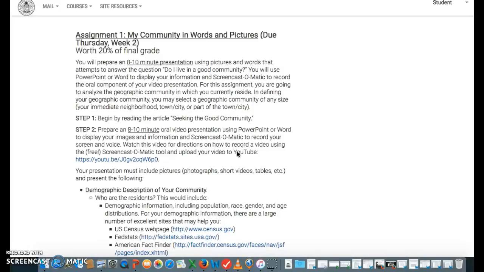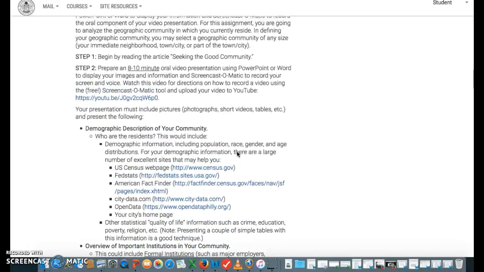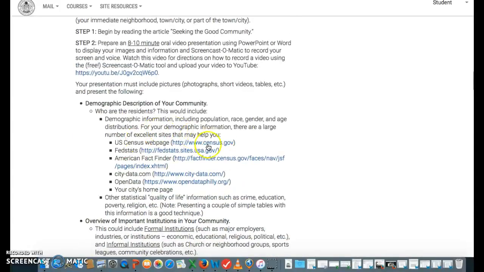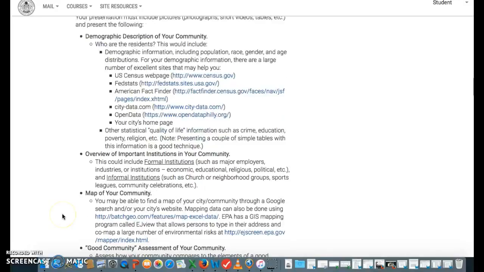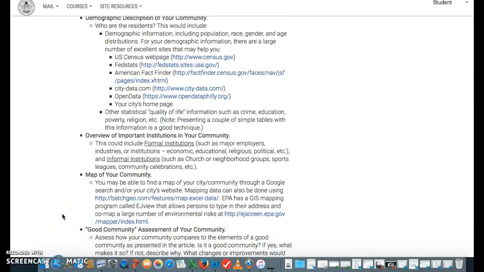There's an article posted called Seeking the Good Community. And so your assignment will be really to choose a community, but then describe the demographics of that community. Who are the residents? There's a list of resources here to have you get a good idea of the demographics. And then I also want you to review the important institutions in the community, maybe their economic, what are the major employers of the industries and institutions?